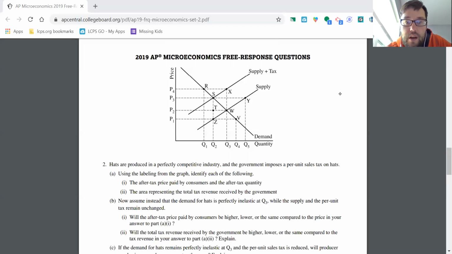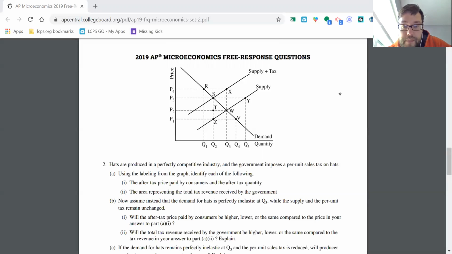So remember, initially we were at this point, right? P3 was our initial point. Now we've changed the demand curve, so don't even look at this demand curve. We have to find where supply plus tax intersects the demand curve. When demand is perfectly inelastic at this quantity, the new intersection is going to be here, so now we're up at P4. The price paid is higher, you don't need to explain, but we're essentially saying P4 is greater than P3.